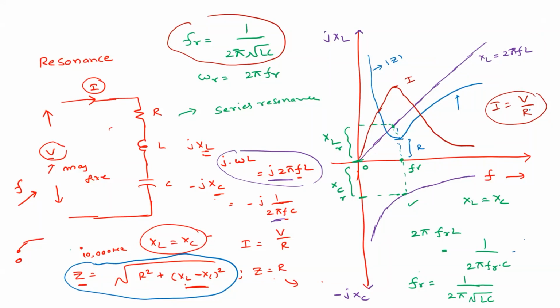This resonant frequency, or these resonance circuits, have applications in communication circuits, especially where we require some bandwidth, or where we want to send some signals. For these we require resonant circuits. We'll now try to solve one problem on this resonant circuit.